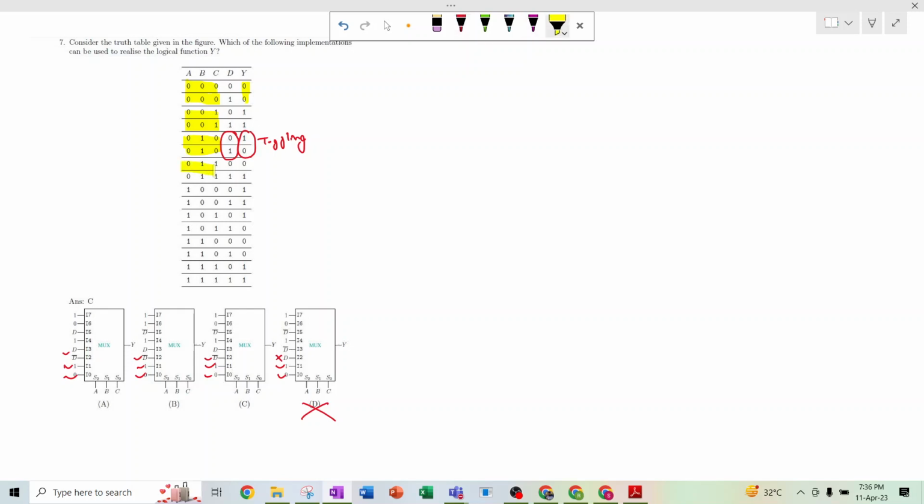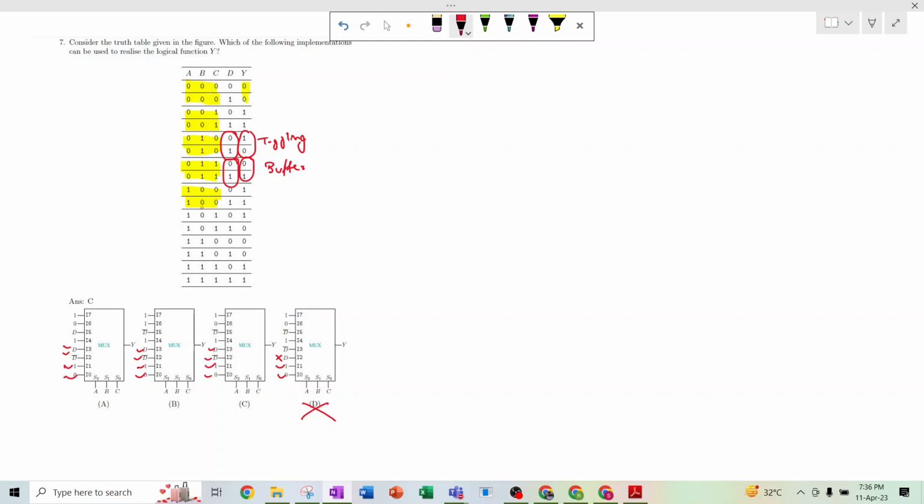Next, it is 0 1 1. Okay, the fourth one. So we can see that whatever is the input, that is the output, which is basically the buffer or the same thing. So that means it is connecting the D. So far so good. Now 1 0 0, that is the next.